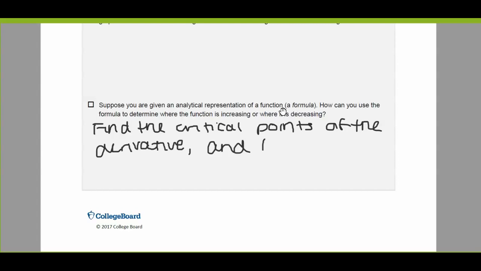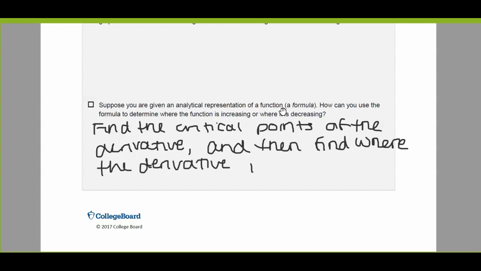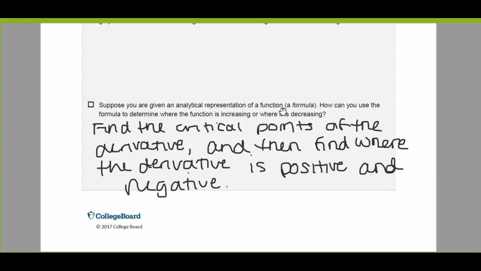And then find where the derivative is positive and negative. So you have to find the critical points of that and then find where the derivative is positive or negative. So we're looking for sign changes between the two. Those would represent the extrema.